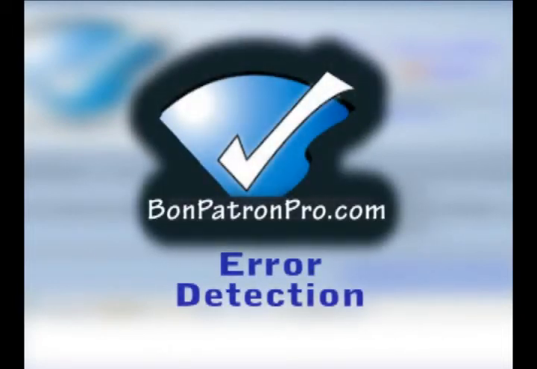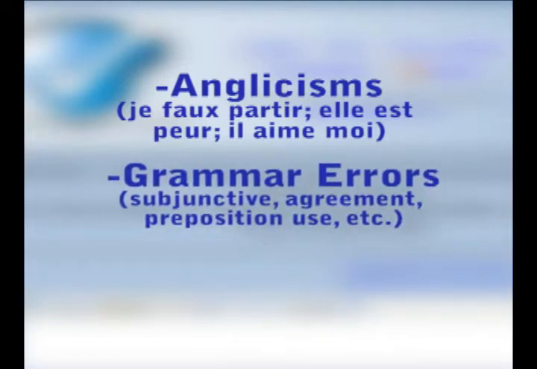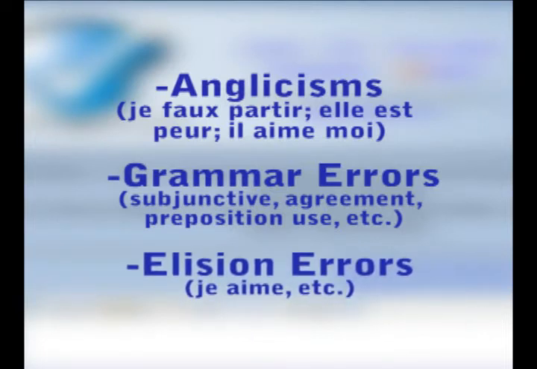While no grammar checker will identify 100% of errors, BonPatron Pro catches the vast majority and is particularly adept at finding second language problems. For example, anglicisms like "je faut partir," "elle est peur," grammar errors concerning the subjunctive, subject-verb agreement, adjective-noun agreement, and preposition choice, elision errors, problems with capitalization and punctuation, and literally thousands more.